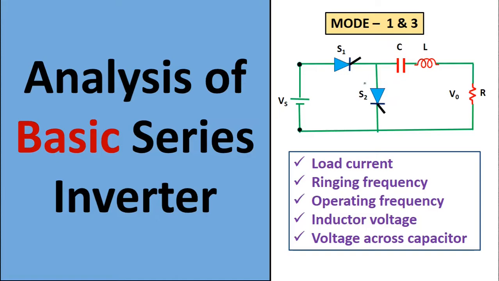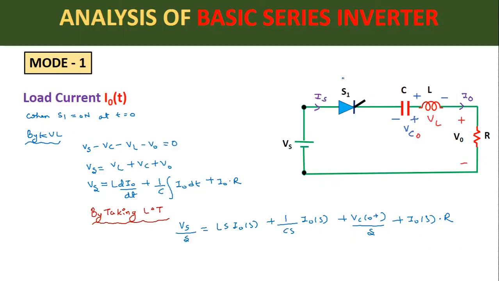This is the circuit diagram of basic series inverter. Here you can see we have input DC voltage source. It consists of two SCRs S1 and S2. RLC circuit is connected at the output side. As this RLC circuit forms an under-damped resonant circuit, this circuit is used to commutate or turn off these S1 and S2 thyristors individually. First we will take the mode number 1 operation.